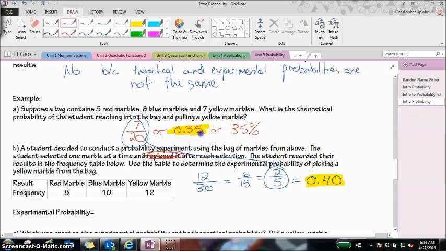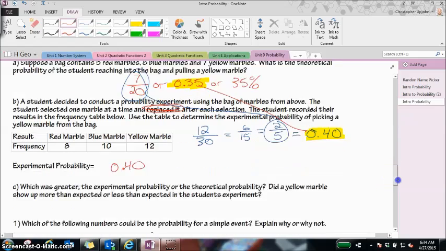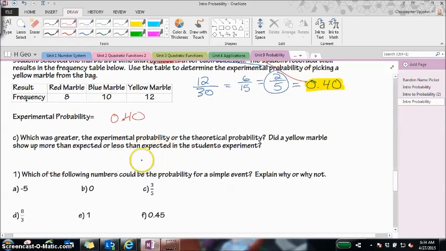Well, are they exactly the same, these two numbers? No. Are they somewhat close? Yes, and if we kept on doing this, it'd be even closer. But life isn't perfect, so we get close to what we get. So which was greater? The experimental. So it showed up more in the experimental. Just because somebody else could do this and get a much lower number. I never know.